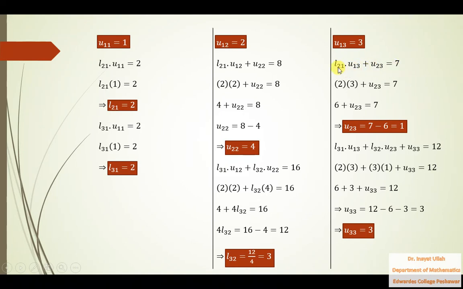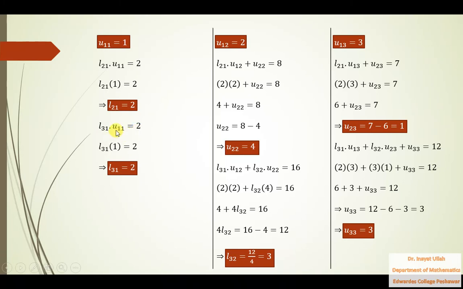Replacing L21 from there, L21 is 2, and u13 is 3. Multiplying these two and calculating for u23, which is 1, so this is u23. Now this is the first element of row 3 from the left hand side, and that is the first element of row 3 from the right hand side.